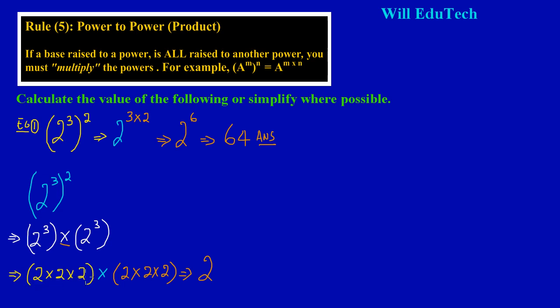We have 1, 2, 3, 4, 5, 6. So we have six 2's. If you notice there, I still got back a 2 to the 6 and a 2 to the 6, my friends. As you can see here, 2 times 2, that's 4.